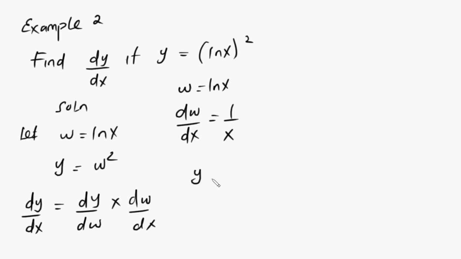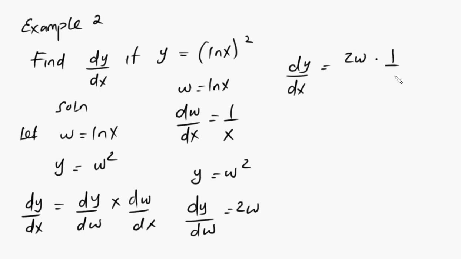And from y equals w squared, I can get dy/dw, which is equal to 2w. So now my dy/dx is just going to be equal to dy/dw, 2w, times 1 over x. So my dy/dx is equal to 2 times w, where w is ln x, over x. So this is the answer when y equals (ln x) squared. Now let us solve another example. I call this example 3.